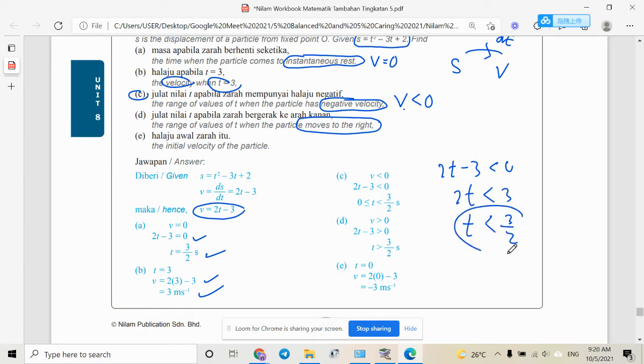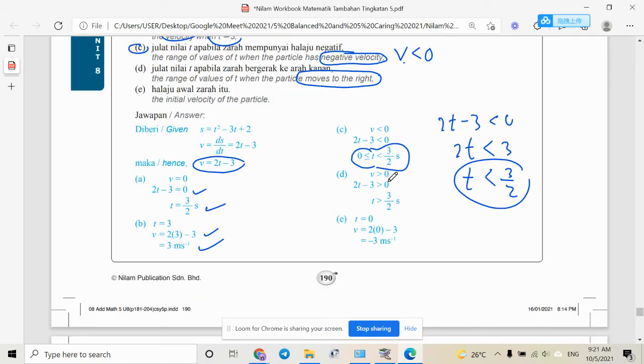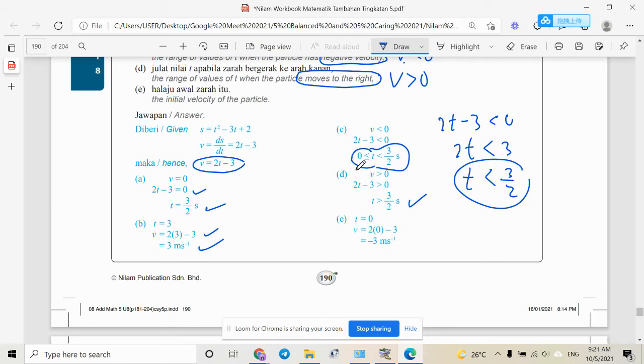Remember just now I said when, in this topic, you are involving time less than something, you need to add in this part. So this is your final answer. And then question D, range of values of t when the particle moves to right. Particle moves to right, v greater than 0. Remember, this is the keyword, so just substitute. This one is a linear equation, so you just solve like usual, no need to draw a graph. Unless it's a quadratic, then you need to factorize and draw the graph.